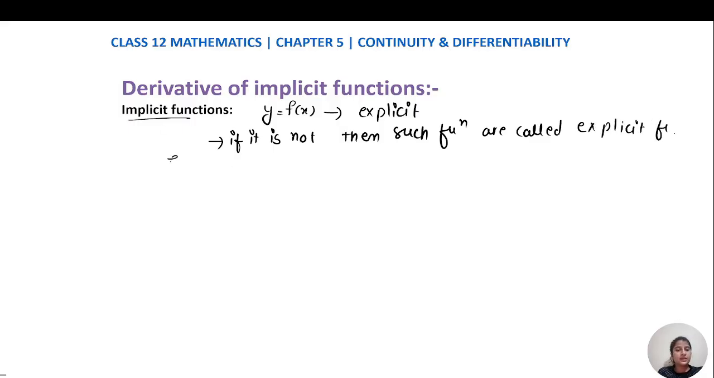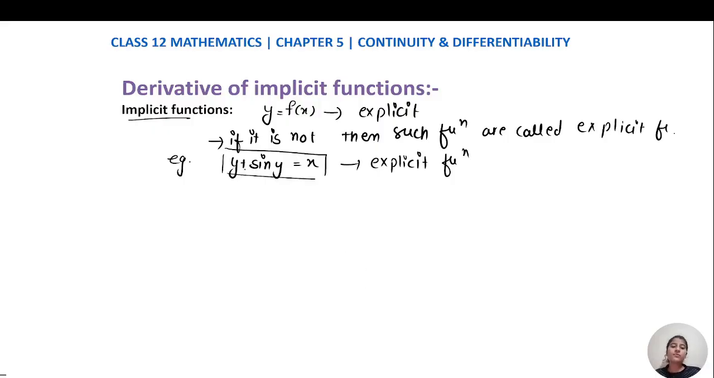So let me tell you some examples. Take say y plus sine y is equal to x. You cannot write your y completely in terms of x, because if you try, you cannot write it. So this y function, y equals f of x, cannot be written as f of x. So this function is our implicit function.